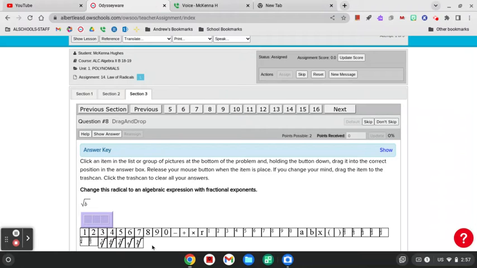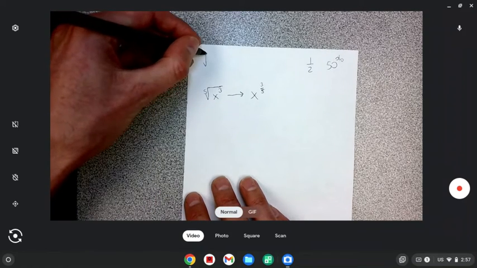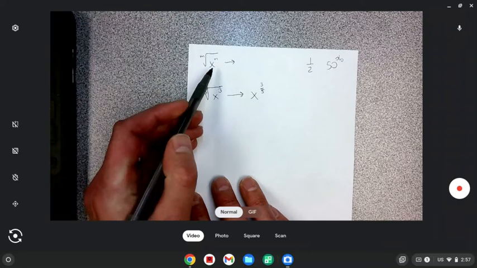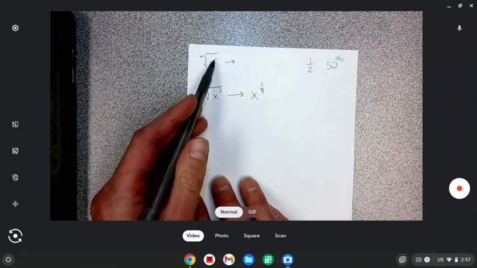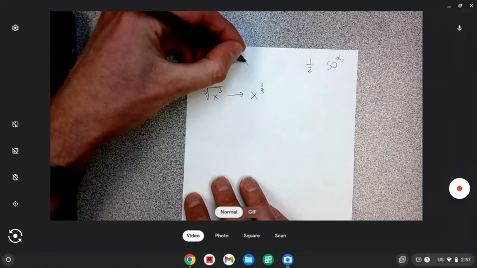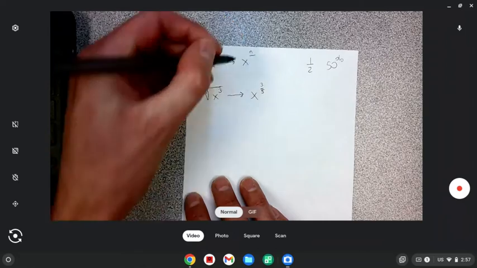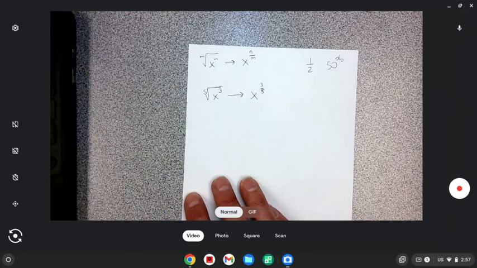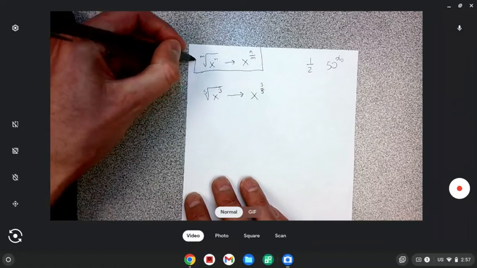I do want to mention, though, one little thing. So I'm going to write the general thing here. So if you have any numbers in those two spots, I've got M and N right now. The inside number goes in the numerator, and the outside number goes in the denominator. So that's the general formula.